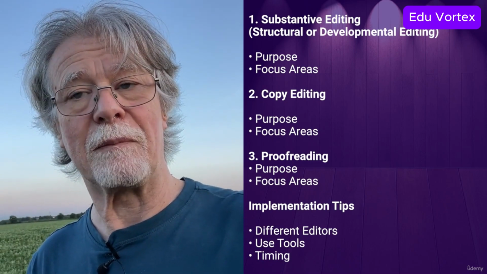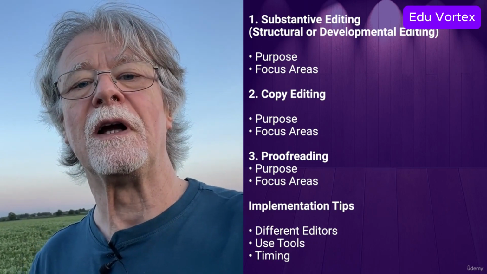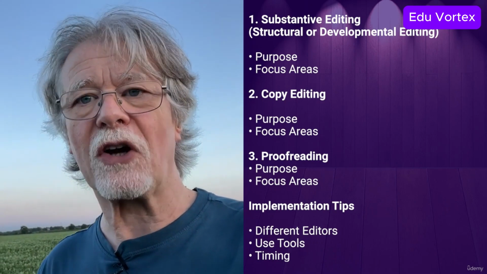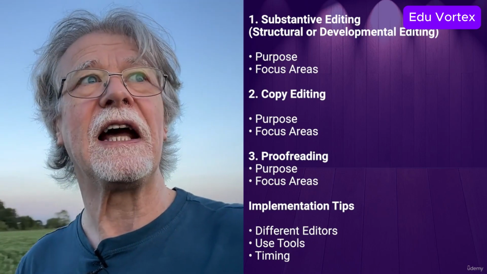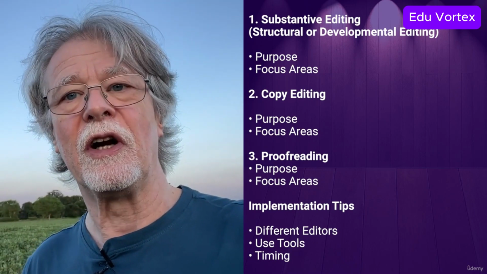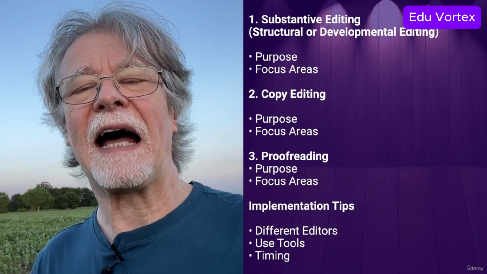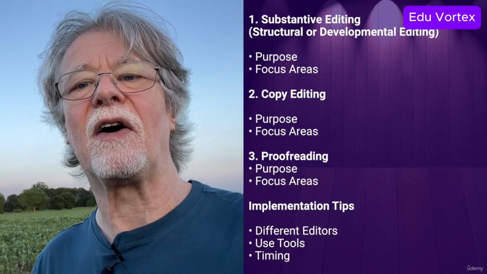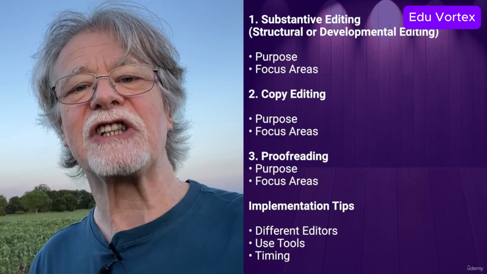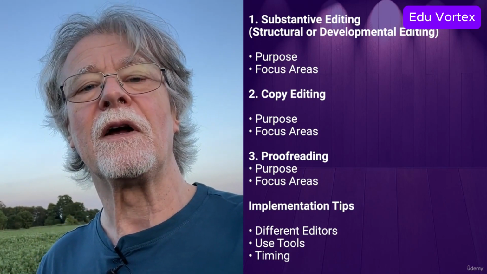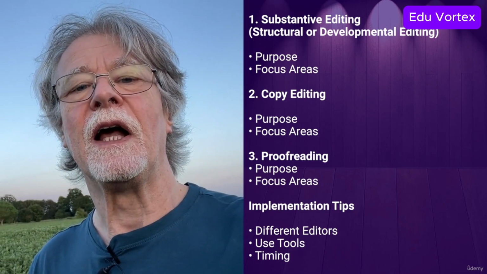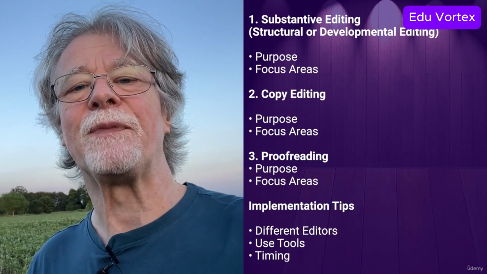Second element, copy editing. After the structure and content are solidified, copy editing focuses on the clarity of expression, grammatical accuracy, and internal consistency of the text. This stage catches errors that can distract or confuse the reader. Focus areas: grammar and syntax.